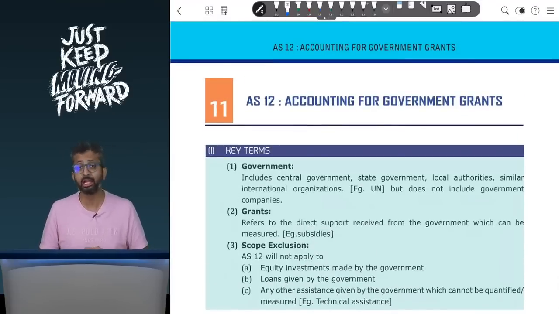That is AS11. Next you go to AS12, which is on government grants. Now for this standard to apply, there has to be a grant, that is something which is quantifiable in money value terms, not merely an assistance. A grant is quantifiable like a subsidy, and second, it has to be from the government. Government can be local, state, national, international, any government, but a government grant will be covered over here.